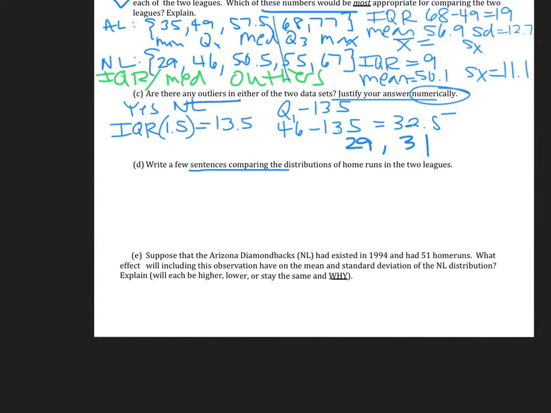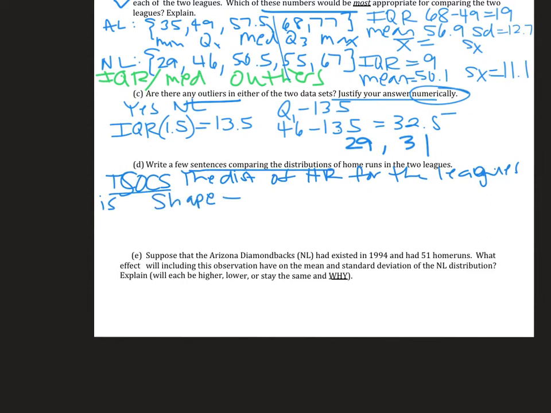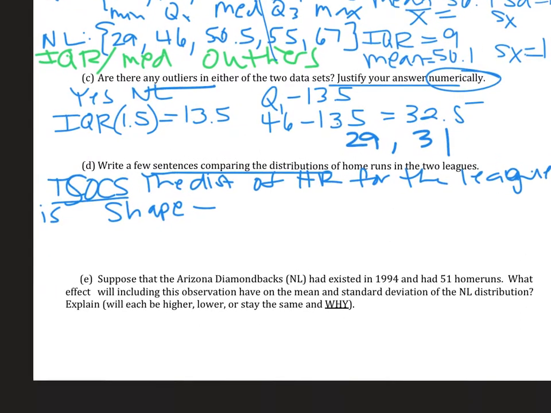Write a few sentences comparing the distribution. So we're going to do TSOCS for both, okay? So you would start with the distribution of home runs for the two leagues, and just keep going. Can I spell leagues? No. Okay. Is slightly different, very different, quite a bit different, okay? And then you're going to talk about the shape for each of them and how they're different. You would write complete sentences, but I'm just kind of hurrying up because it's Saturday and I want to go play.